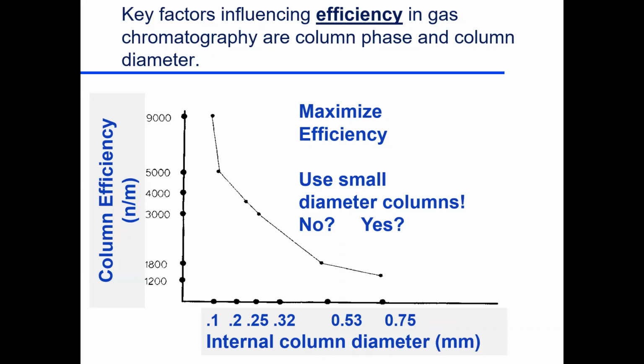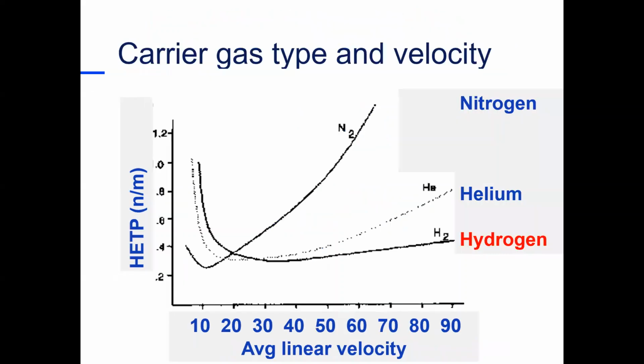Bigger columns, less efficient. So again, pick a small diameter column, but don't make it so small that you have real problems with overloading it and the column phase doesn't work well for you. So just a rule: work with a fairly small column. Don't go to the big ones unless there's some reason you must.